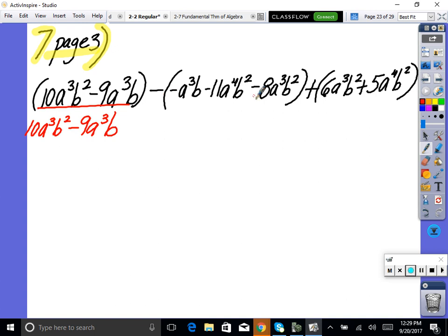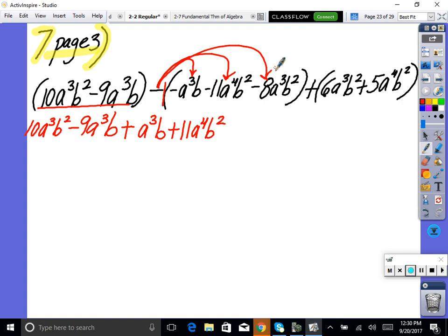Now look right here. We have minus all that stuff. Let's put in our -1 and distribute the -1 in. But it's just going to be addition and subtraction, not multiplication down here. Okay, here we go. -1 times -a cubed b is positive a cubed b. -1 times -11a fourth b squared is positive 11a fourth b squared. -1 times -8a cubed b squared, so positive 8a cubed b squared. Now look, it's not multiplication anymore.